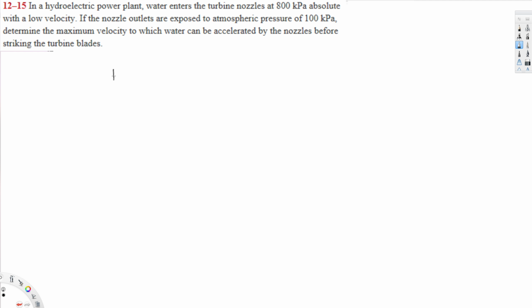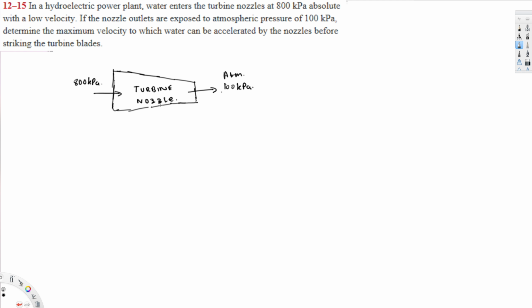So let's draw a diagram for this one. We have this nozzle right here. Let's say this is the turbine nozzle, and the water enters with 800 kilopascal, and it's going out with the 100 kilopascal. This is the atmospheric pressure, 100 kilopascal.